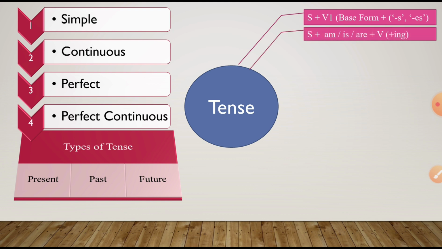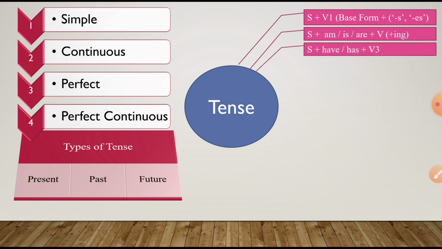The structure of present continuous tense: subject plus am, is, are plus present participle, that is, ing is added to the verb. So you have to add ing to the verb.